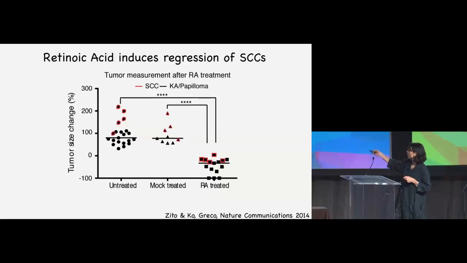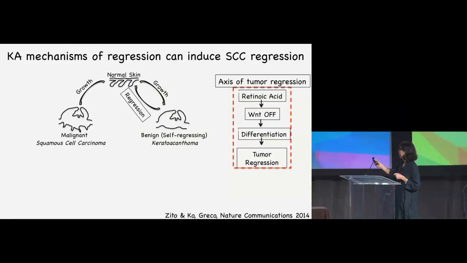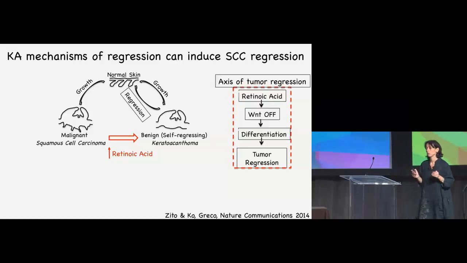So what you're seeing here is a group of tumors that were untreated and then measured in size over time, MOC-treated or retinoic acid-treated. And we have highlighted for you the squamous cell carcinoma in red so that you can see their performance over time, as well as the performance of benign keratoacanthoma. So what this established is that this platform of self-regressing tumors can be very powerful in that they can identify knots of the molecular cascade that we can then apply to tumors that do not normally regress and make them behave somewhat like these benign tumors.